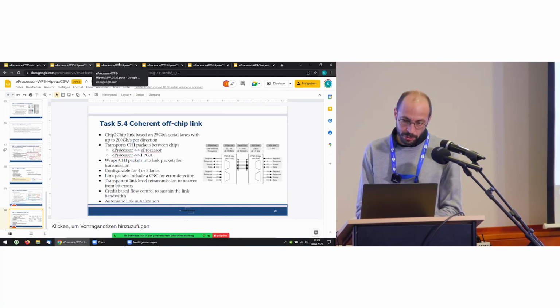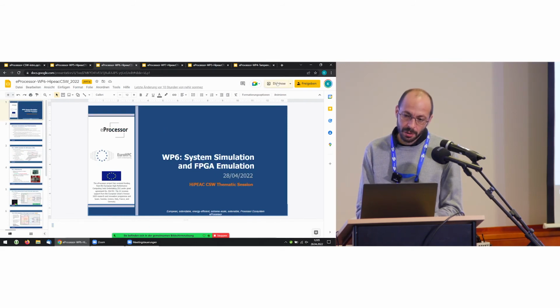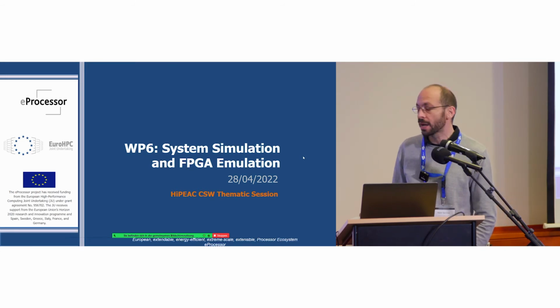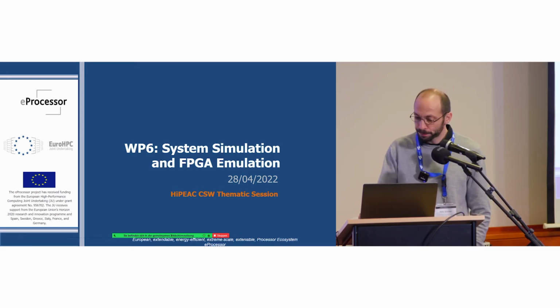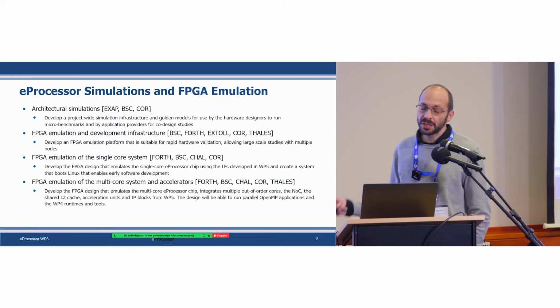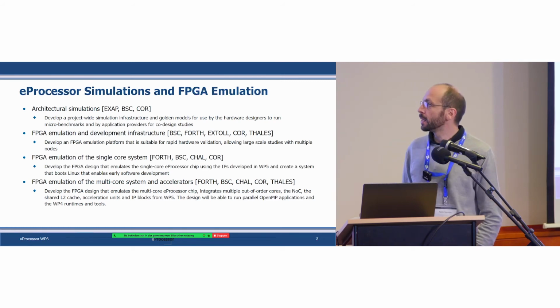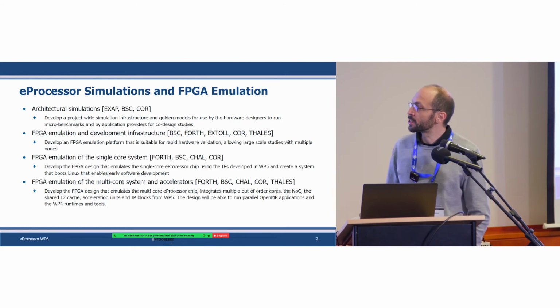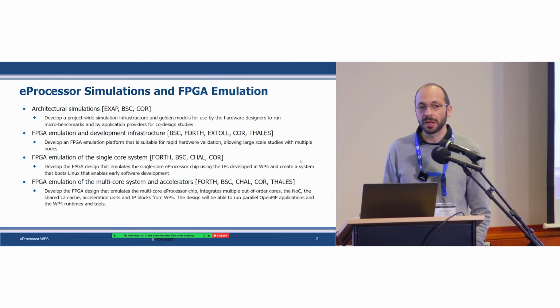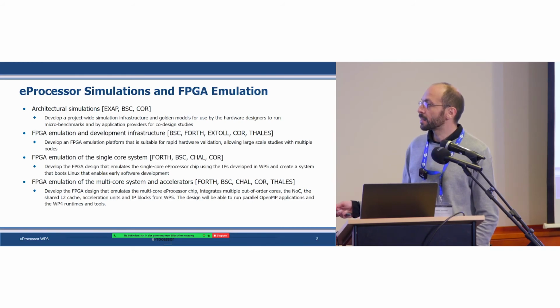I'm going to quickly also go over the slides for work package 6. This is the simulation and emulation work package led by Forth. This includes doing tests on architectural simulations, running our use case benchmarks there, and also micro benchmarks. This is to have a simulation infrastructure and a golden model, and to make some decisions on how the design should look. And then there are all the FPGA tasks.